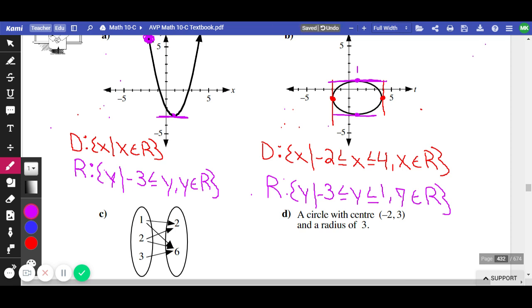Domain and range are giving you boundaries where your values have to be between. For this left, for this right, lowest, highest. Awesome. We're going to look at C.